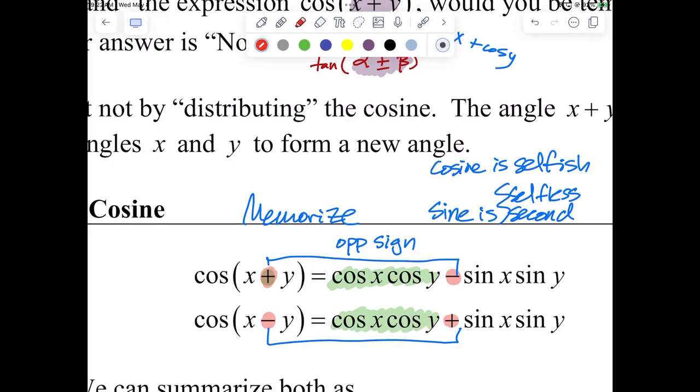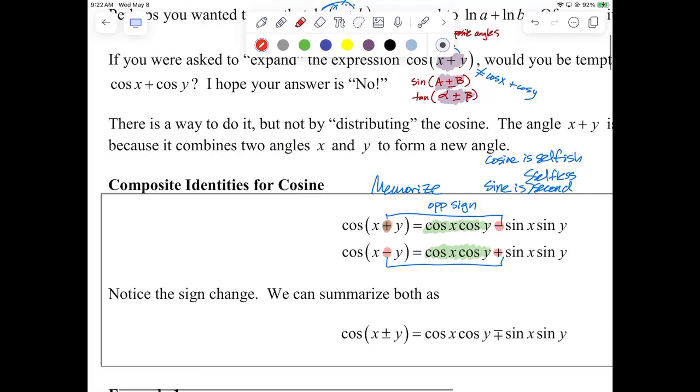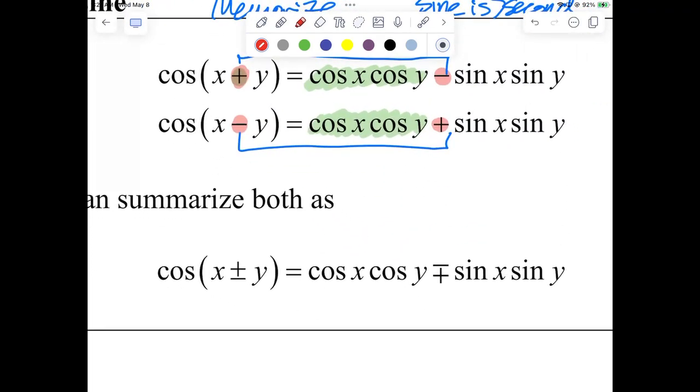So cosine, sine. Cosine of x plus y, cosine. Me, right? And then you. Me first, and then you. So me, you. Me, you. Cosine is selfish. Got it? Y'all can remember that. Here's how you can write both of them in one identity if you prefer to memorize it this way.